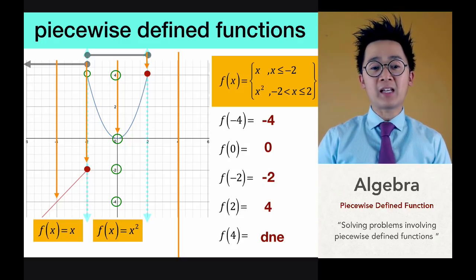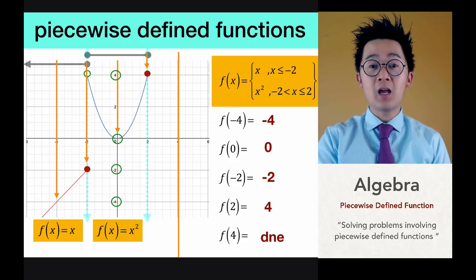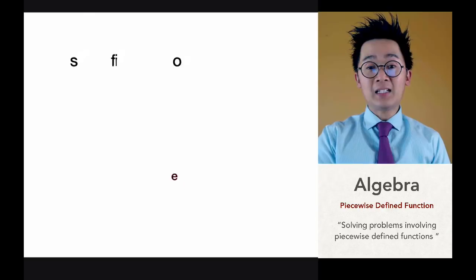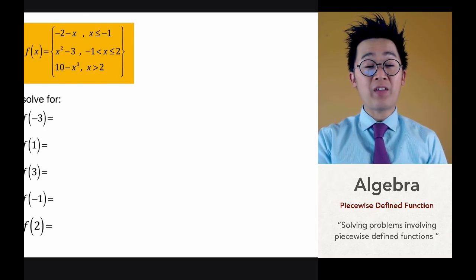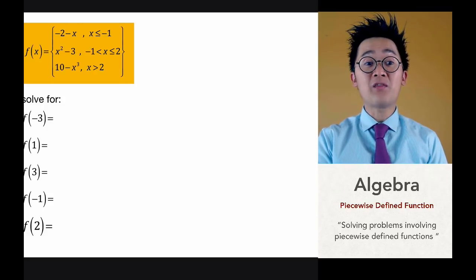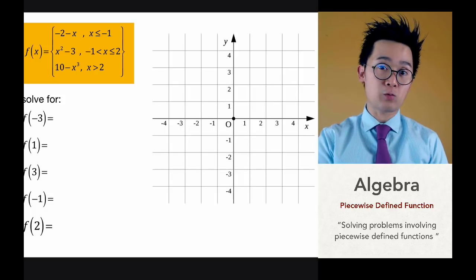So this is how we evaluate a function given a piecewise defined function and its graph. Now, in some cases, the graph of the piecewise defined function is not given. Let's take a look at this example where f of x is given by -2 minus x, x squared minus 3, and 10 minus x cubed. The range of values is also given, so when you are going to evaluate f of -3 up until f of 2 for this particular problem, you will need your xy plane.